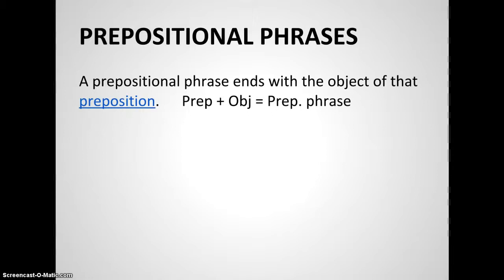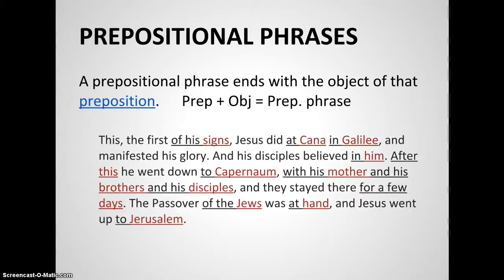Then, at the end of the prepositional phrase, that preposition will have an object. Every, I repeat, every preposition must have an object, or it's not a preposition. So here you see in red all the objects of the preposition we had before. Signs is the object of the preposition of.